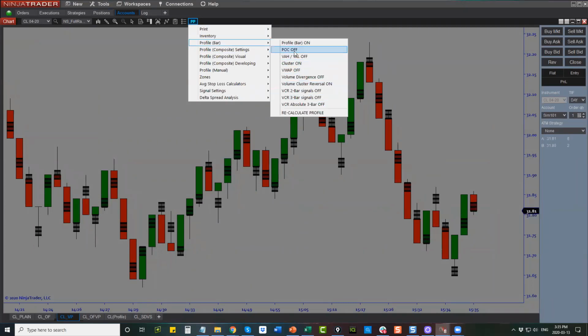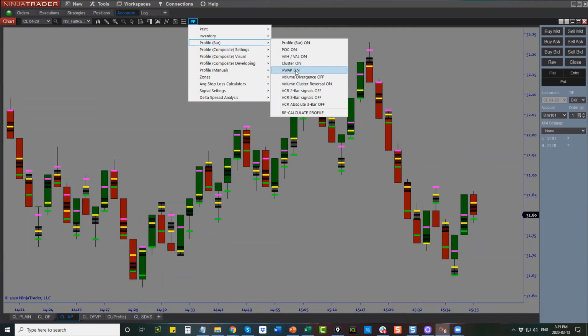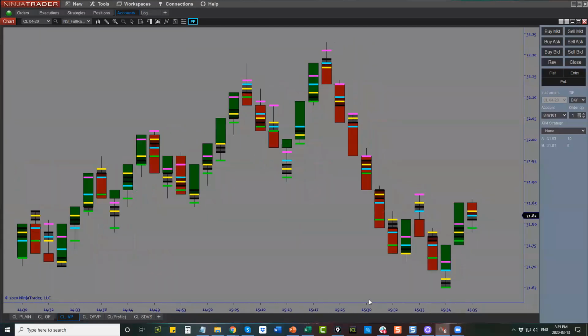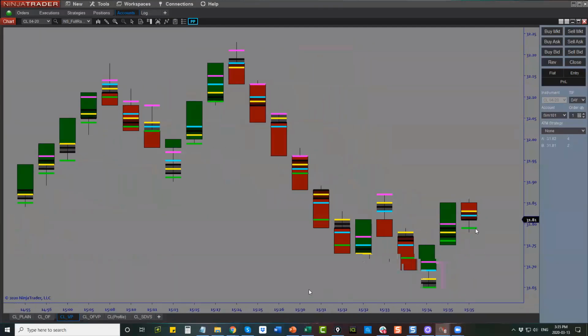I want to go in here and put the points of control on the candles, the value highs, the value lows, the VWAPs, okay? So now you can see every single candle. I can tell you right now that on crude oil, the value low of this bar is that green line. The VWAP is the blue line. The yellow is the point of control. And then you've got this black shaded area, which is the bulk of volume. We call that the cluster.